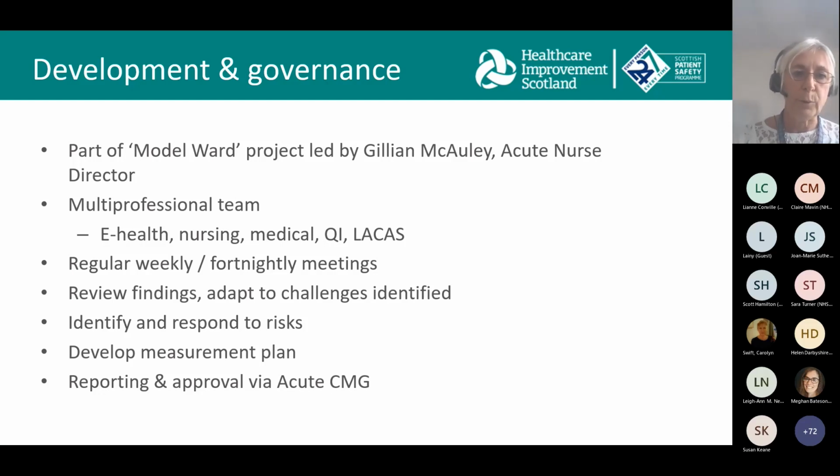We've had regular weekly, fortnightly meetings to review findings of our testing at local and wider level. I'll come on to talking about that in a moment, and to have that kind of rapid learning and adapting to the challenges that we've identified. So rapid decision making.